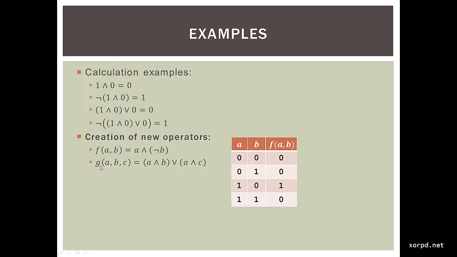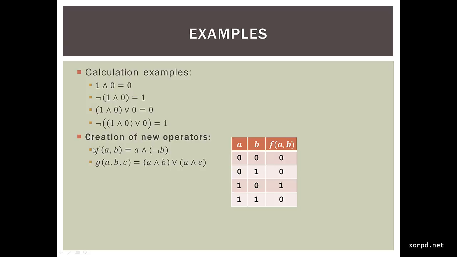Or maybe this operator, G, which has 3 arguments, A, B, and C. We haven't seen any operator of this type, which has 3 arguments so far. But now we can see one. And it results in A and B, or A and C.